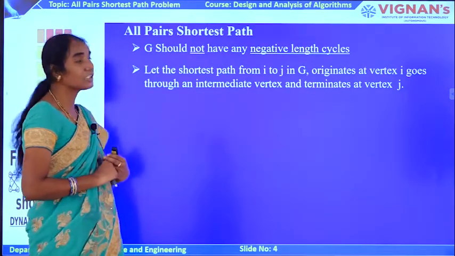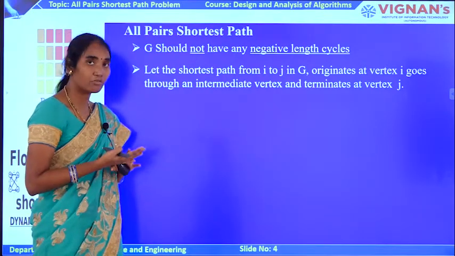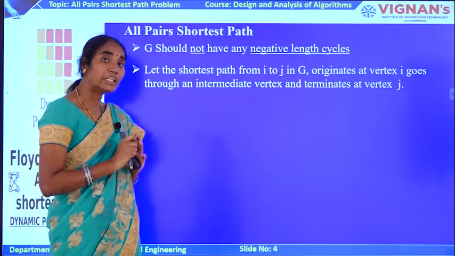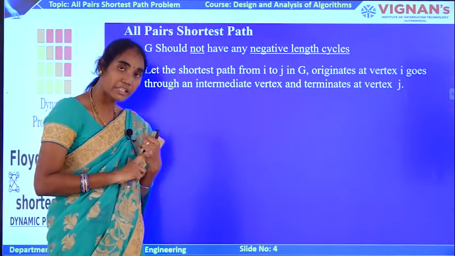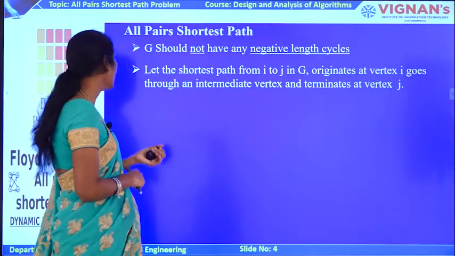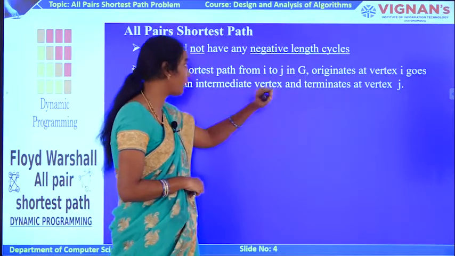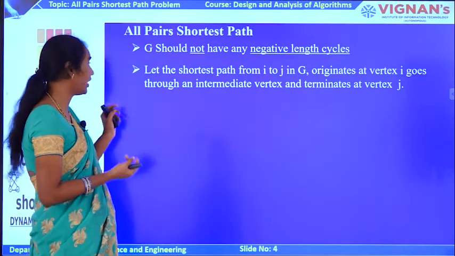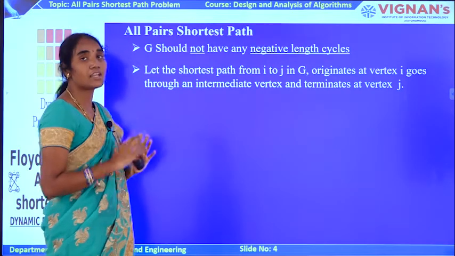The first thing is, as I said earlier, this APSP problem, whenever we want to find out the shortest distance for the given graph, the given graph should not have any negative length cycles. Now, let the shortest path from i to j in the graph originate at vertex i. That is, it starts from vertex i, goes through an intermediate vertex, and terminates at j. So here our process is like this.